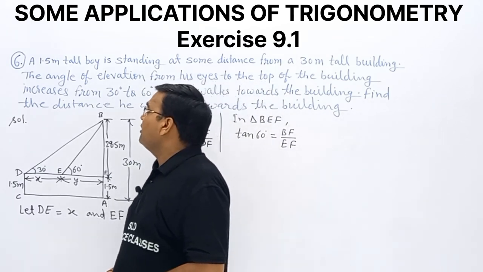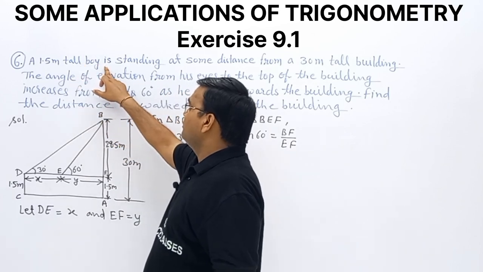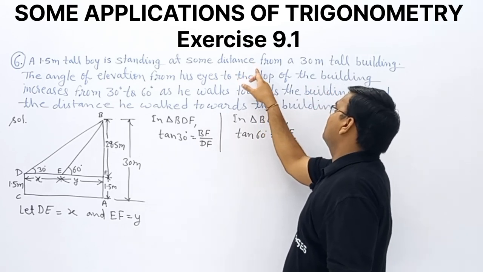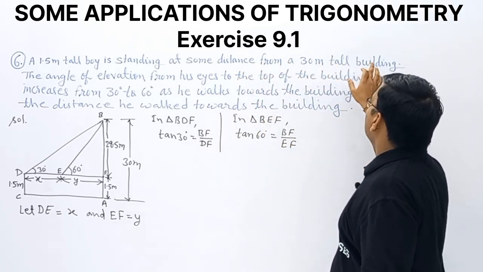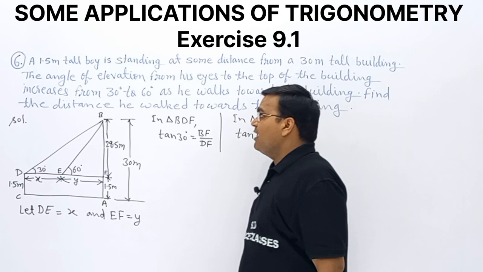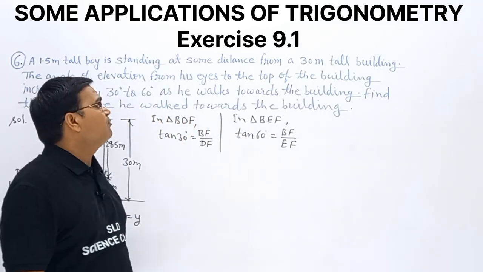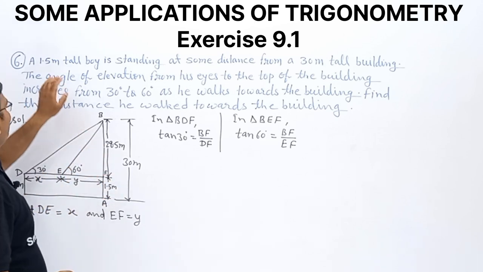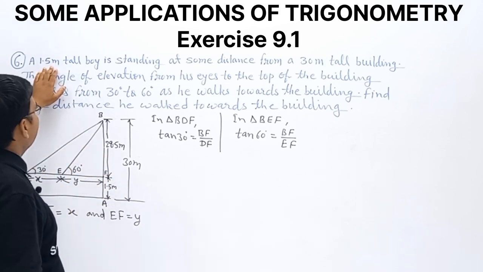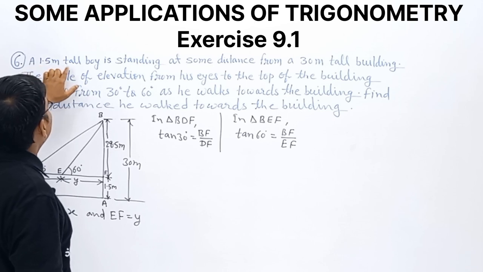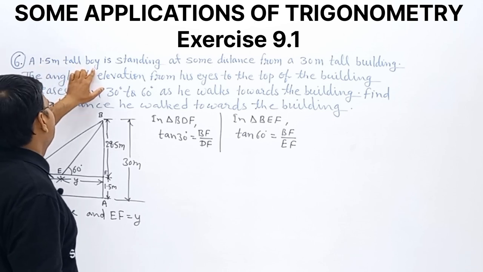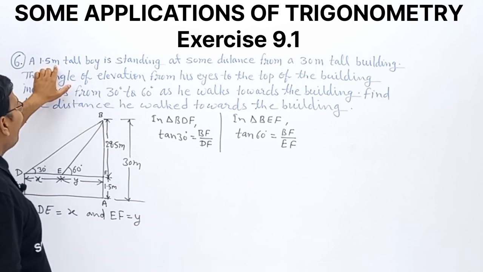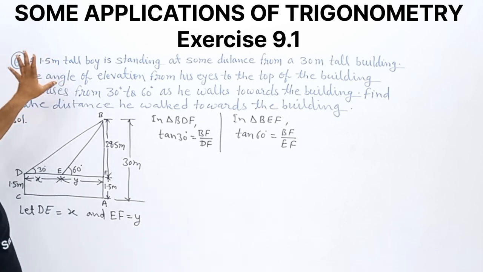Observe: a 1.5 meter tall boy is standing at some distance from a 30 meter tall building. We have one boy and one building. What is the height of the building? In the first sentence of the question, what is given? A 1.5 meter tall boy. What is the height of the boy? 1.5 meter. So how will we draw the diagram of this question?